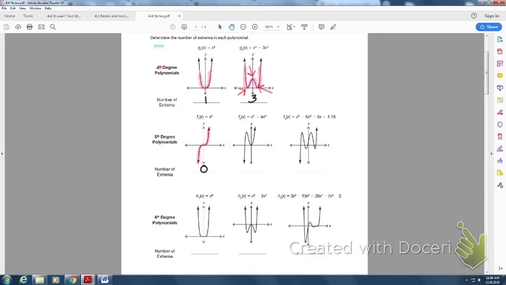Your next graph, I've got an extrema right there. I also have an extrema right there. So this one would have 2. My next graph, I've got 1, 2, 3, 4 extrema. And again, remember, these are all fifth degree polynomials.